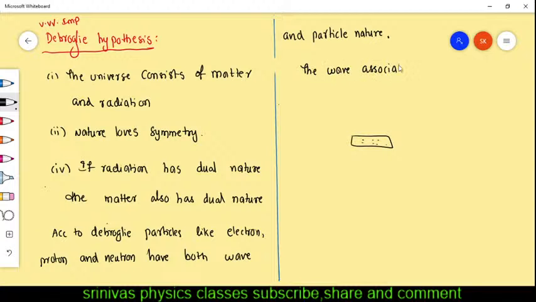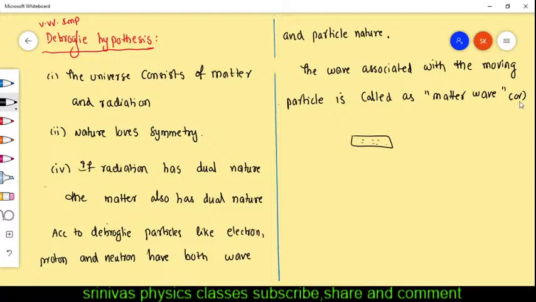The wave associated with the moving particle. The wave associated with the moving particle is called the matter wave, right? It is called the matter wave or de Broglie wave, right?